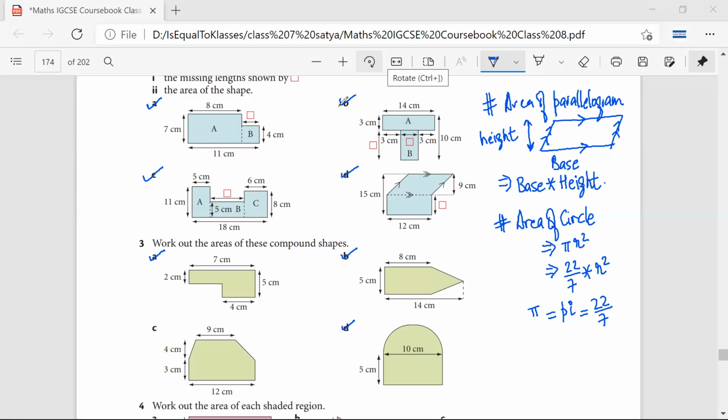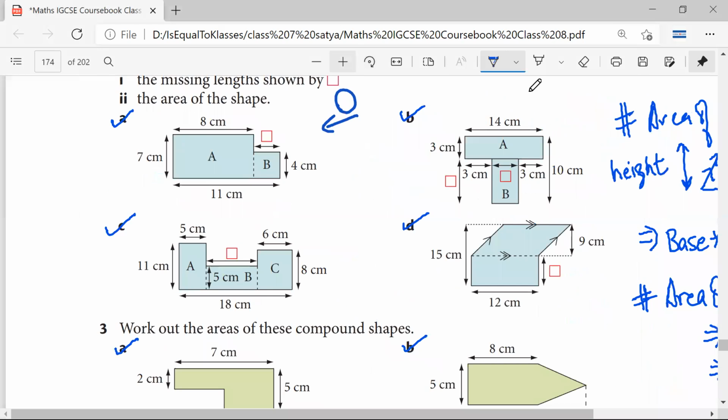Okay. Mr. Sarthak, how to do B part? Mr. Satya, B part? Yeah. Can you see the screen now? Yes. How to do B part?